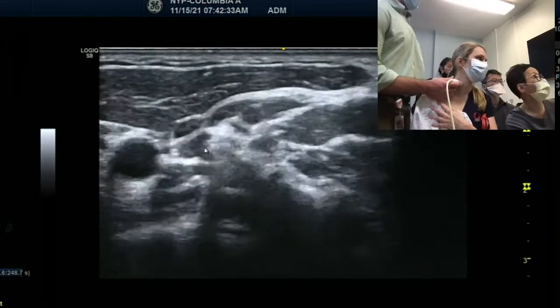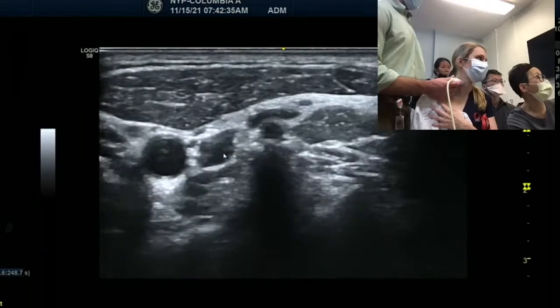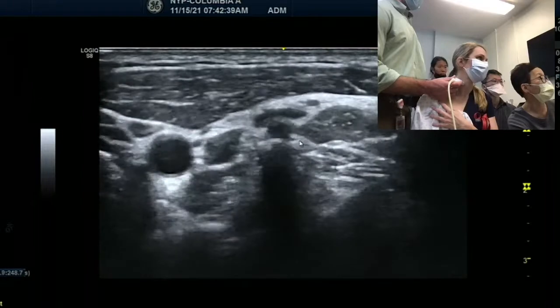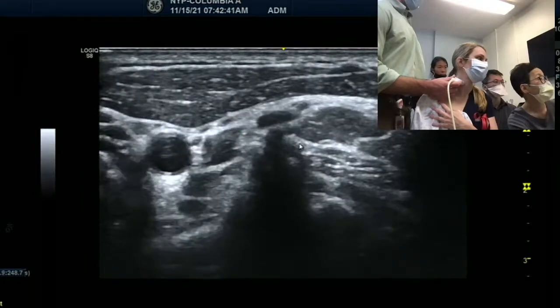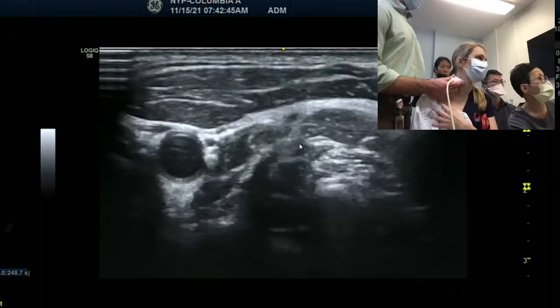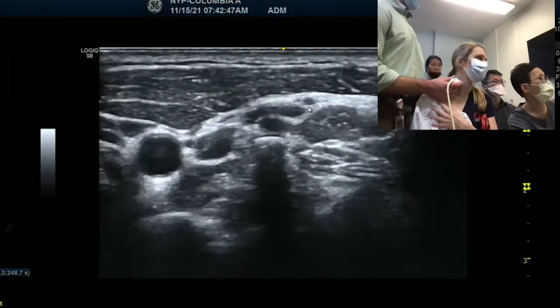And then we went up. Now C5. Where's the C5? Right here. This looks the same to me here and here. Can you show us the front? Sinking down. Okay, now it looks like C4.